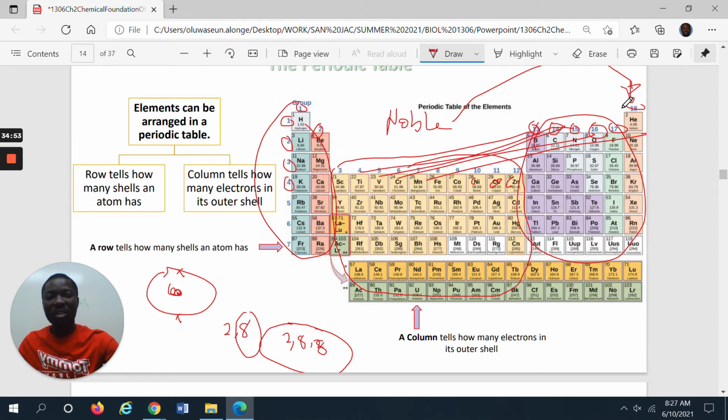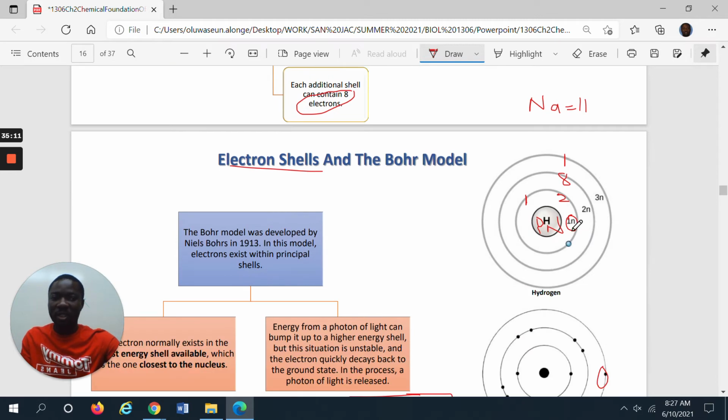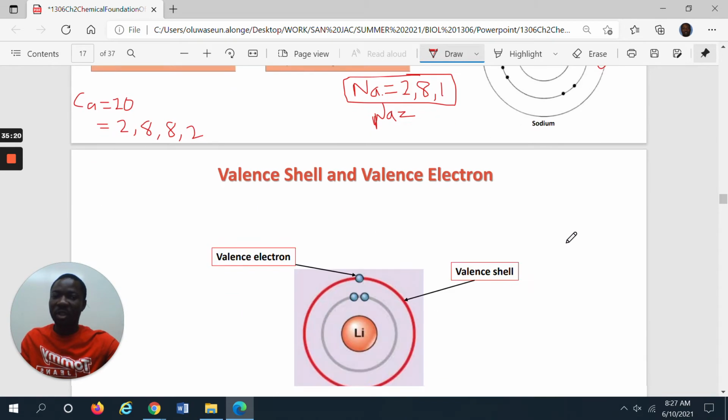And so all these elements in group 8 or group 18 are noble gases, because they already have what they need, so they don't get involved in chemical reactions. But other elements are usually interested in chemical reactions because they want to be complete. Now look at sodium. Sodium is not complete. It's not stable. So you will always see sodium relating in chemical reactions. Now let's go to this.